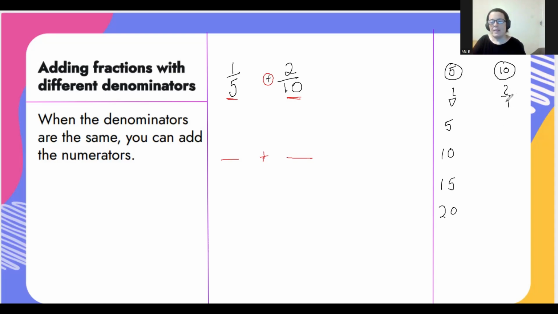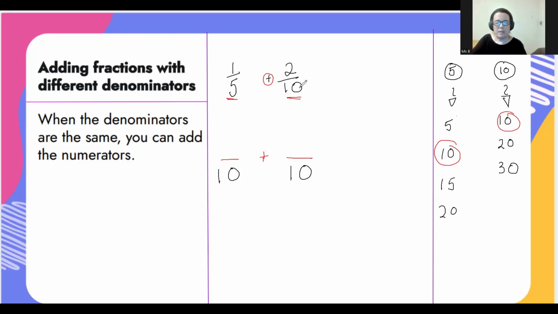Now I'm going to do my 10 times tables. 10 ones are 10, 20. Do I really need to keep going? No, I don't. Because have you noticed the number in common? The number in common is 10, 10. So therefore 10 is going to be my denominator. I'm going to write 10 here and 10 here.